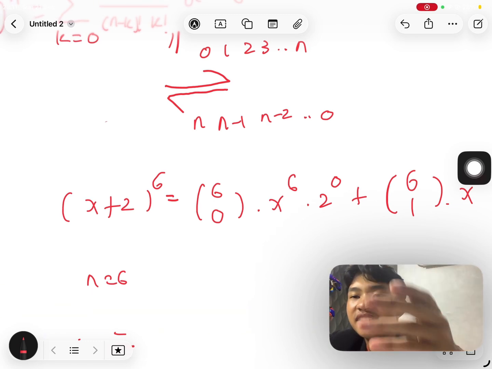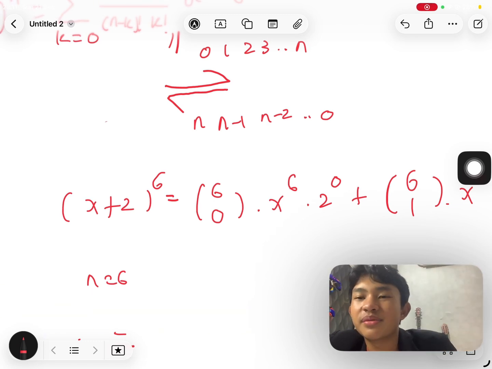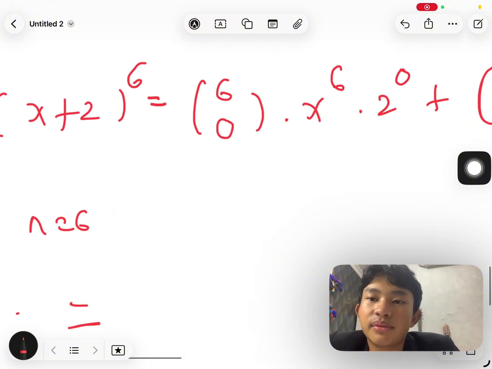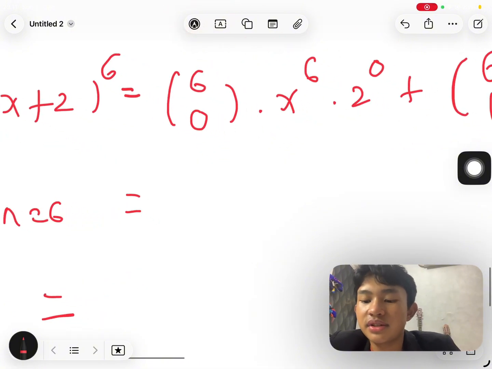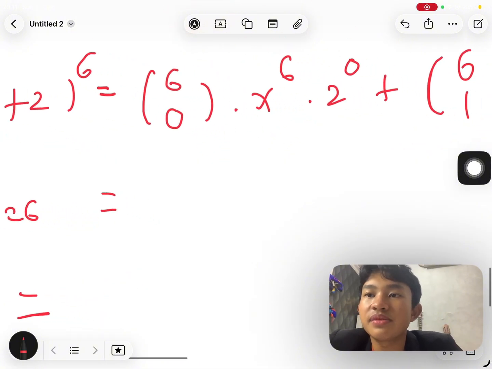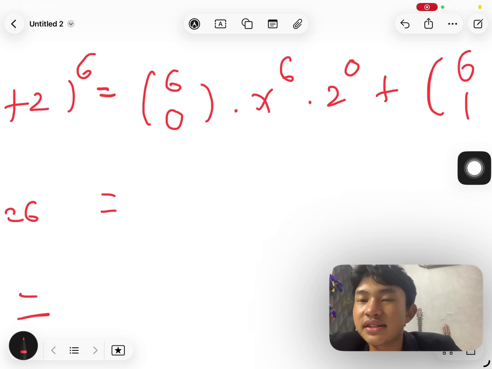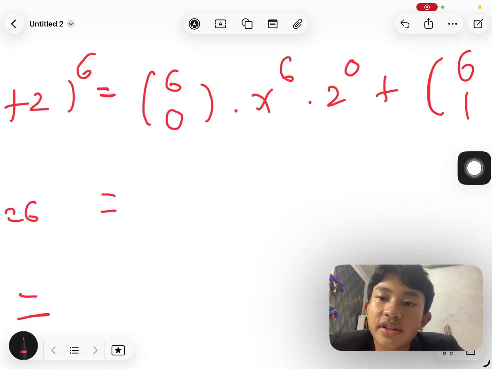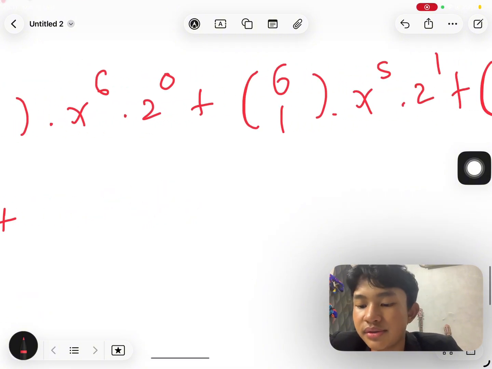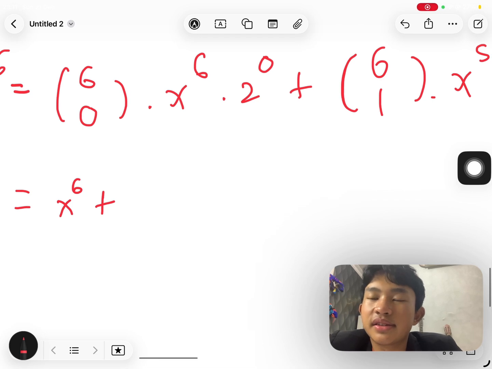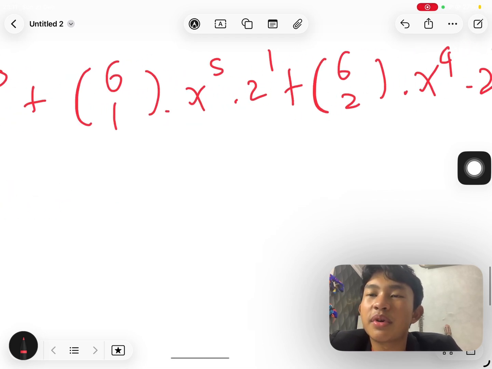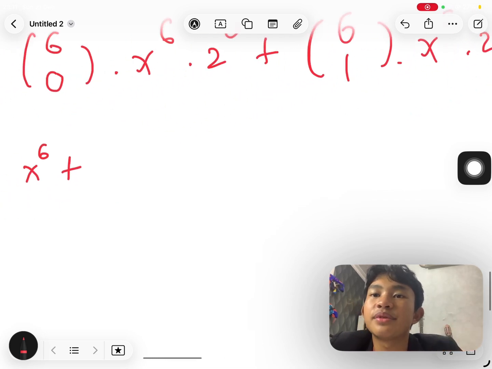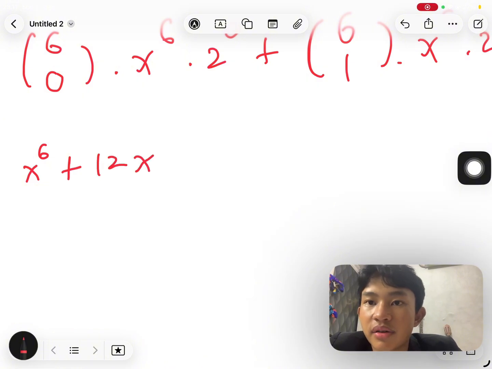This is way easier than just multiplying the terms one by one. And so when we simplify this, 6 choose 0 is just 1, times x to the power of 6. So for the first term, we have x to the power of 6. Plus, 6 choose 1 is just 6, times 2 to the power of 1, or 2. So 6 times 2 is 12. So 12 times x to the power of 5.